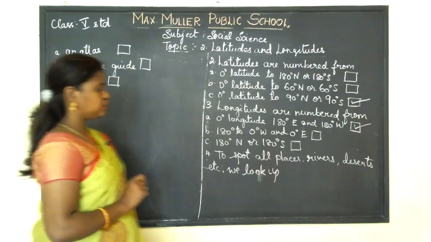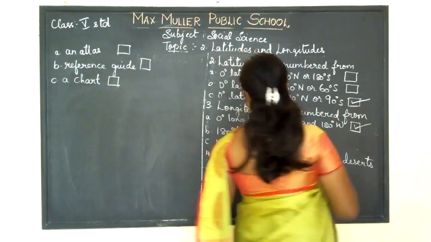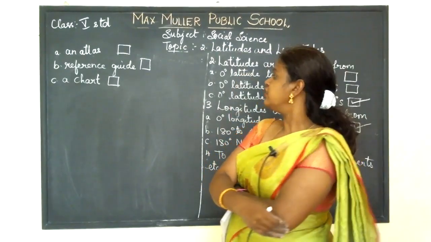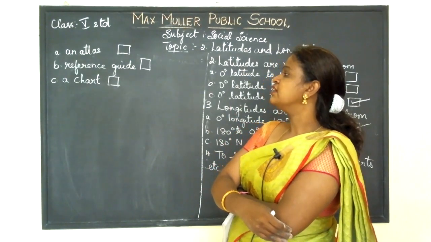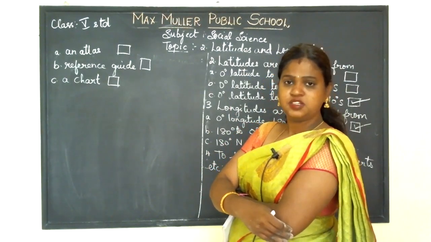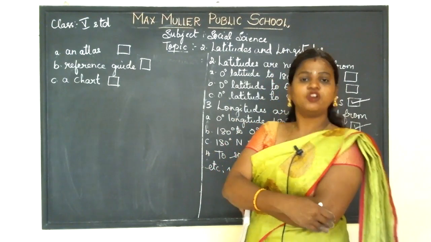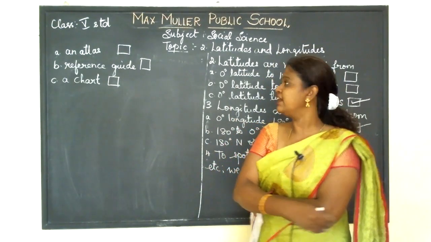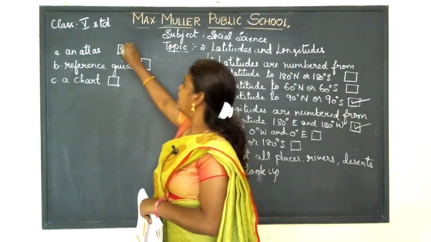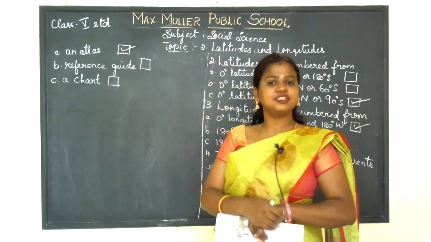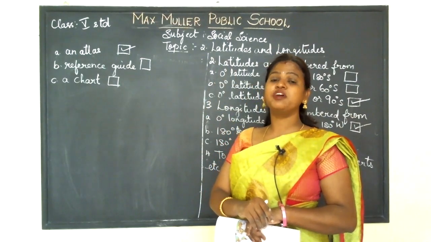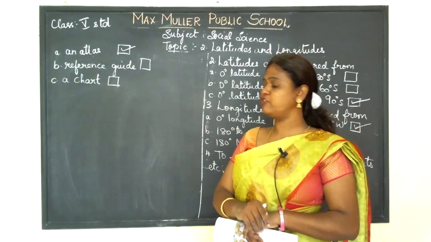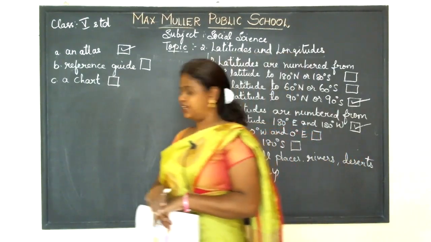So here, to spot all places, rivers and deserts, etc., we look up into, there are three options. What are the three options over here? An atlas, reference guide, a chart. So when we want to see some of the places, deserts or rivers, we'll be using an atlas. So the answer will be an atlas. An atlas is a book containing a collection of maps.